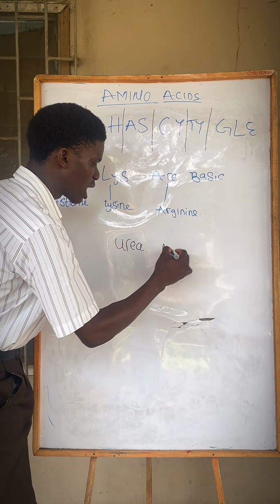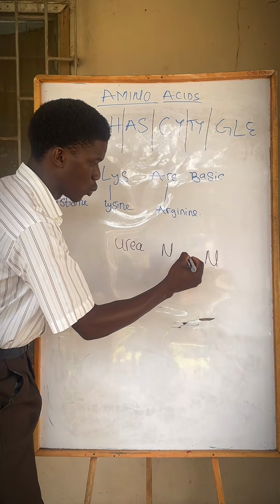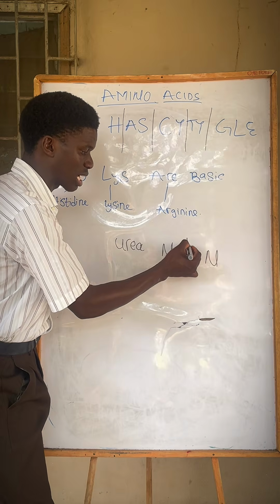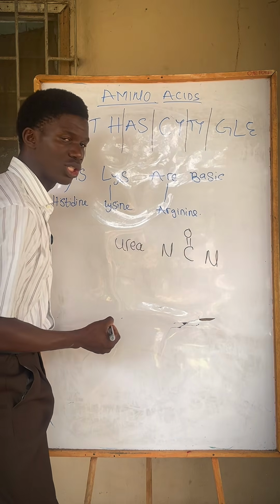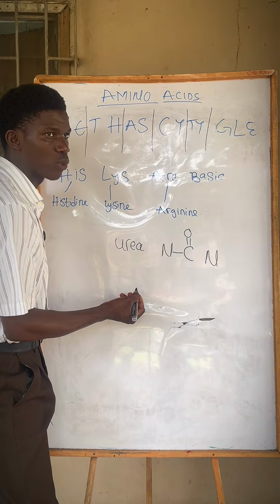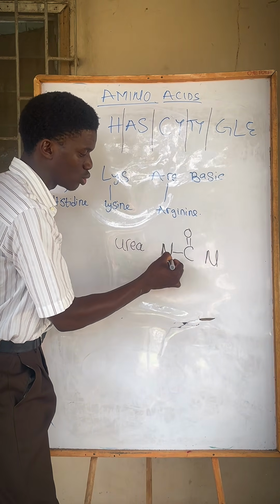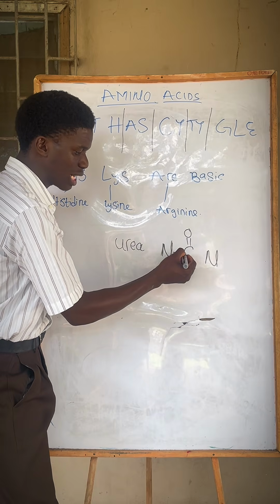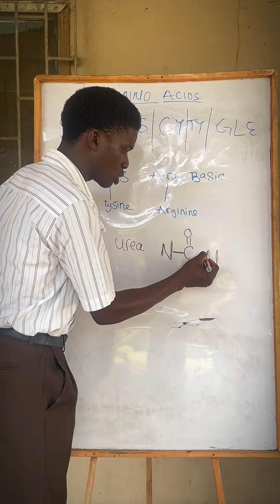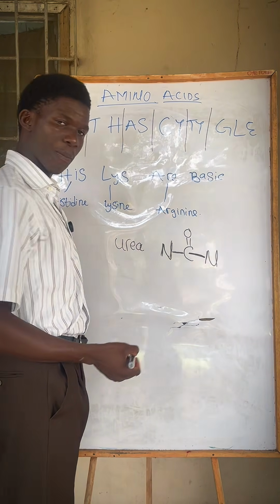Urea is nitrogen with a carbon in between them. And what type of carbon? A carbonyl carbon, that is a carbon that is carrying oxygen. Now it means that this nitrogen will be attached to this carbon with a particular bond. This nitrogen will also be attached to this carbon with a particular bond.